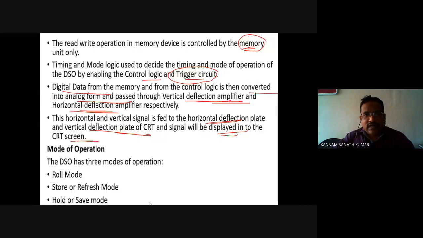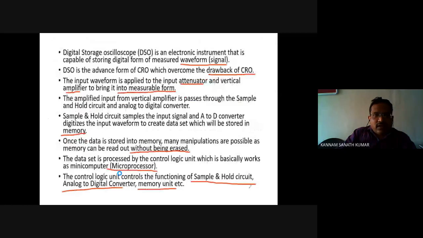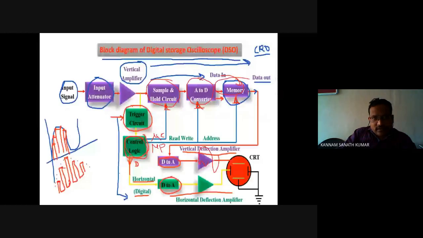Whatever the digital data is will be stored in the memory, and the digital data is given to DAC converters, which convert the digital signal to an analog signal. That analog signal is given to the analog horizontal and vertical amplifiers, and through them it is given to the horizontal and vertical deflection plates. Through the deflection plates, whatever the analog waveform is will be displayed on the CRT screen. This is what I explained in the block diagram, so that is the display explained in terms of these points.